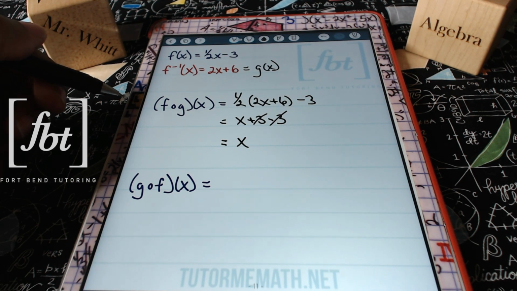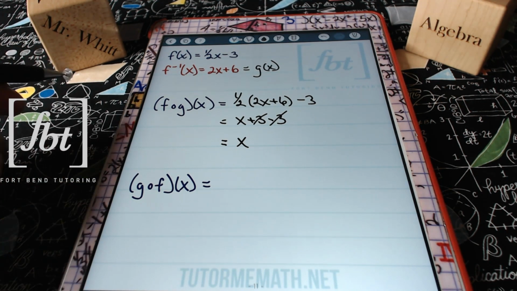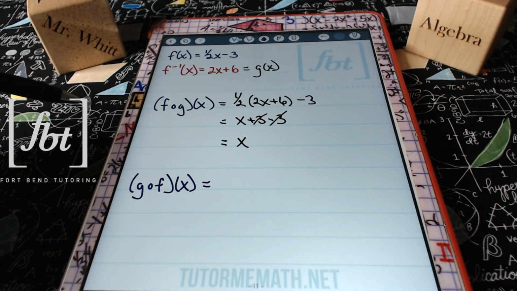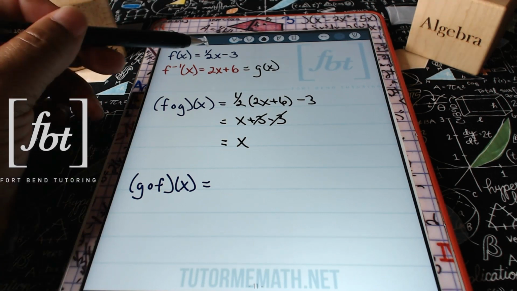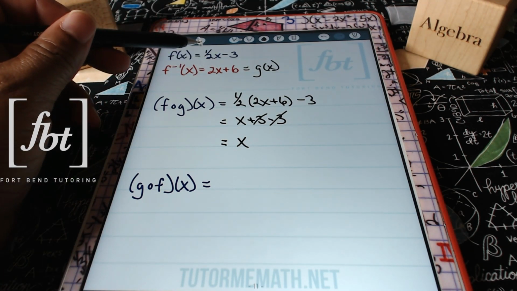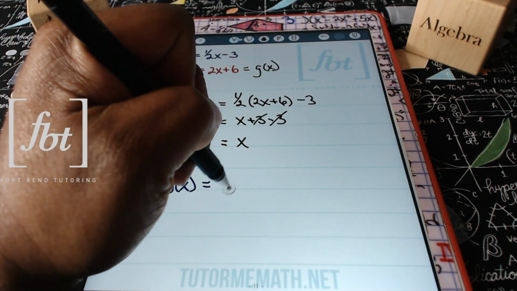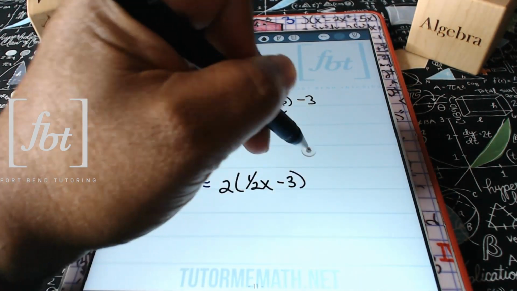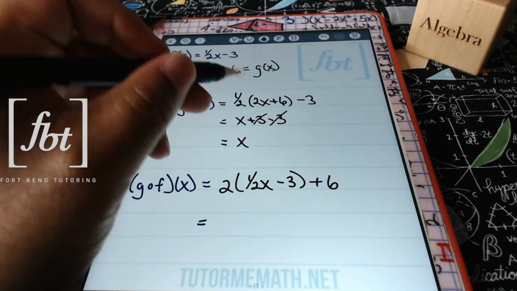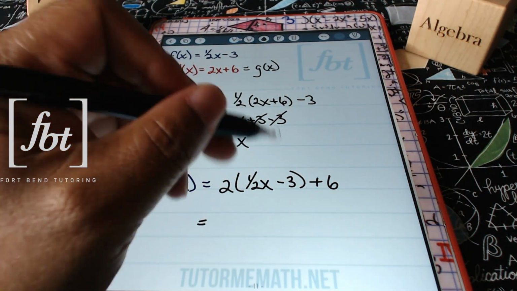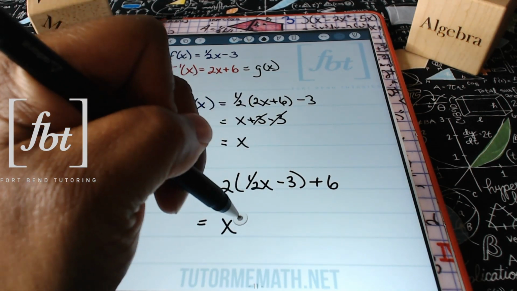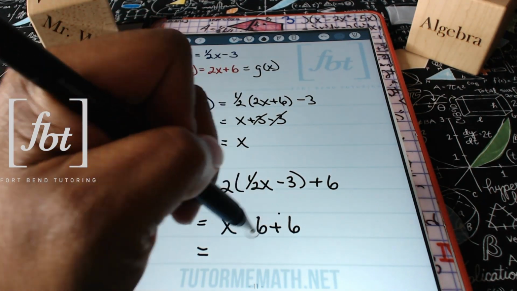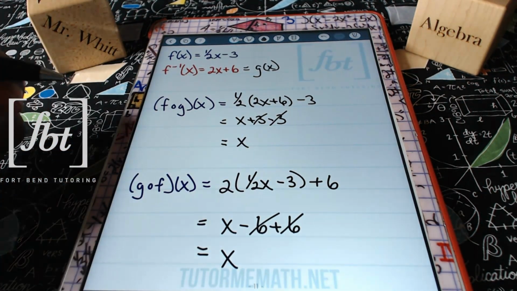However, it's not enough. The g composite f of x needs to also equal x in order to verify that these two functions are inverse functions. So I'm going to replace every x in g with the 1/2 x minus 3. So I'm going to end up rewriting this as 2 times the quantity of 1/2 x minus 3, plus 6. Multiplying 2 times 1/2 x, the 2's will cancel out, just leaving you with x. Then 2 times -3 is -6. Then you bring down the positive 6, and after you cancel out those additive inverses, we end up with x.